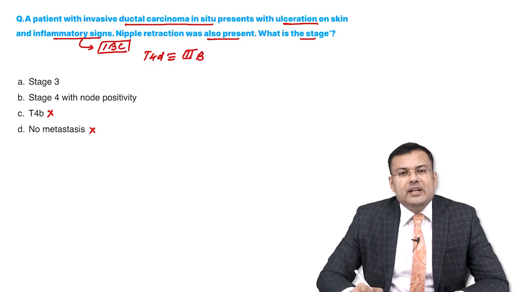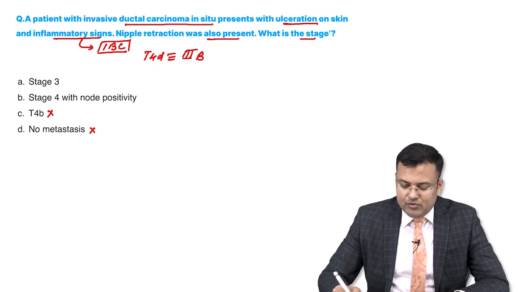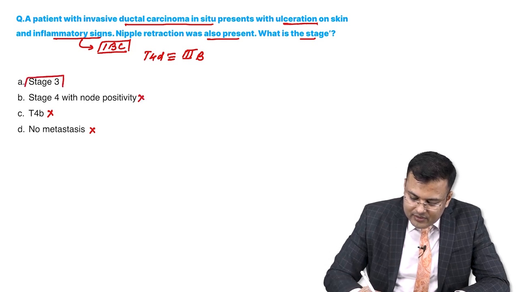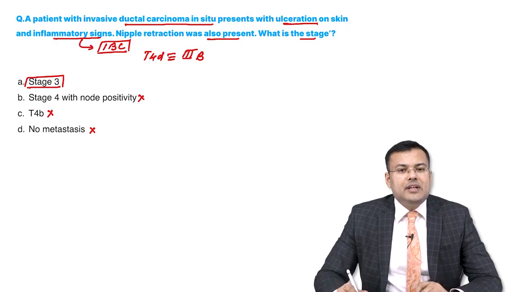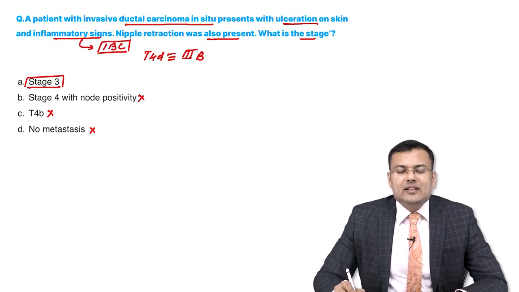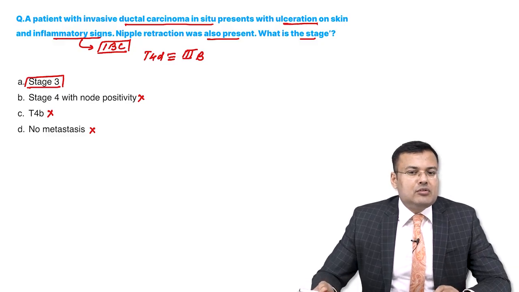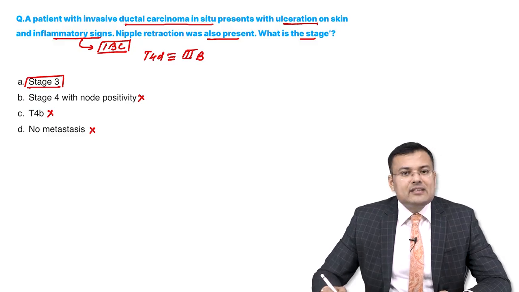T4B, no, T4B is for ulceration, edema, satellite nodules. Stage 4, no, it's not stage 4, it is stage 3. So what is the stage? Stage is 3B. So inflammatory signs are there, so patient is having inflammatory breast cancer. T4D corresponds to stage 3B, and that is stage 3. Clear? So correct answer is A.